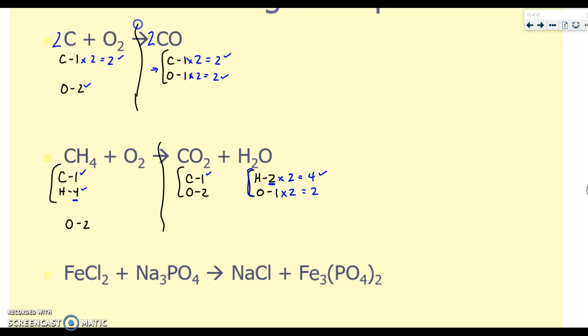Now, the last step is to make sure I have the same number of oxygens on each side of the reaction. On the reactant side, currently I have 2. On the product side, I have 2 plus 2 for a total of 4. So I need 4 total oxygens on the other side as well. So I'm going to multiply by 2. And now my totals all match. I'm going to add in my coefficients. I multiplied oxygen by 2, and I multiplied water by 2. And I have completely balanced this reaction.